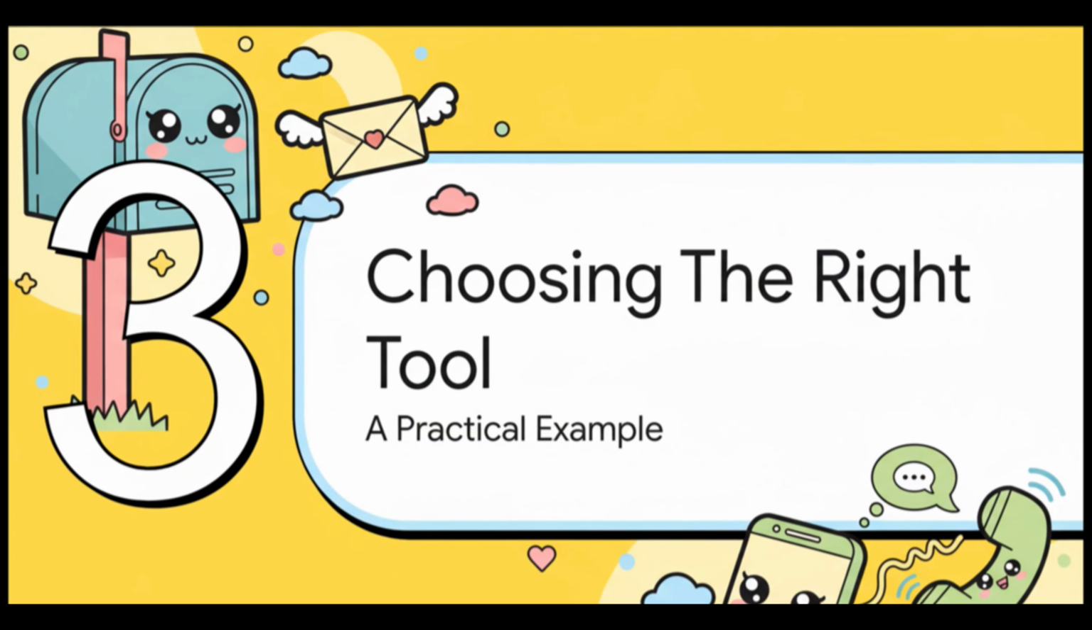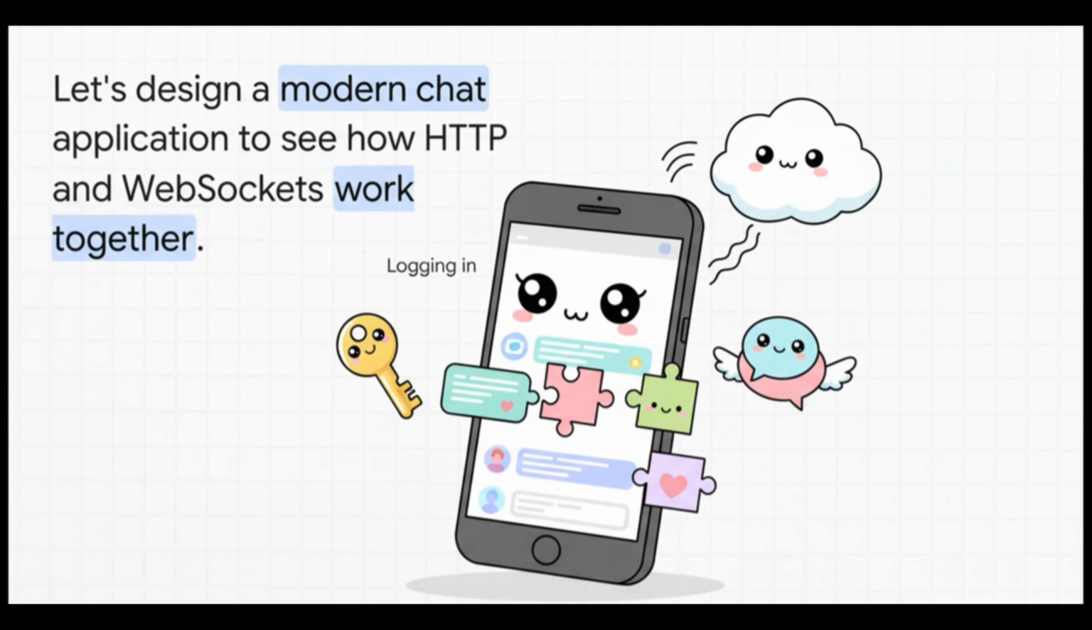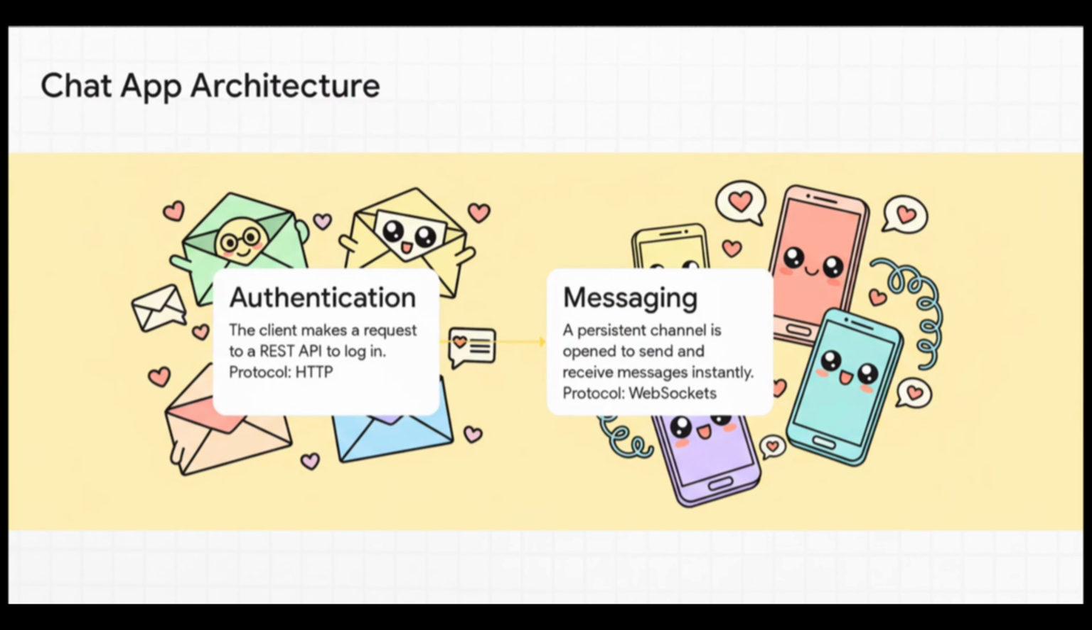All right, so that's the theory. But how does this actually play out in the real world? When do developers decide to use one over the other? Let's get practical. Imagine we're building a modern chat app from scratch. We're going to need a few different things, right? Some actions happen just once, like logging in, but other things, like the actual messages, have to happen in the blink of an eye. And this is the perfect example of how these two aren't really enemies, they're collaborators.